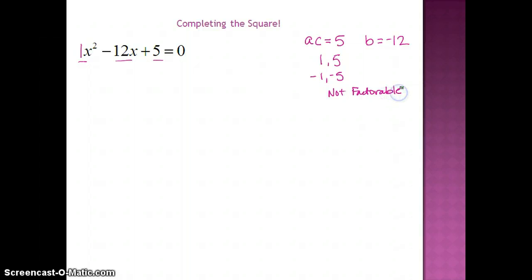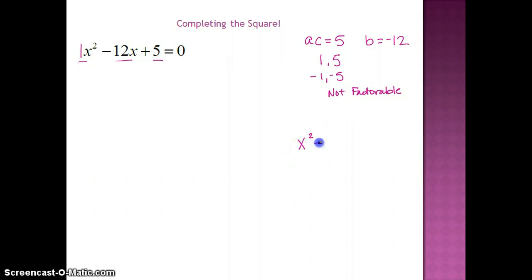So we know that this is not factorable. We could graph, and we could use the quadratic formula, but we're going to talk about how you can solve this using our final method, completing the square. What happens when you solve by completing the square is we're going to make what we call a perfect square trinomial. And a perfect square trinomial is something like this.